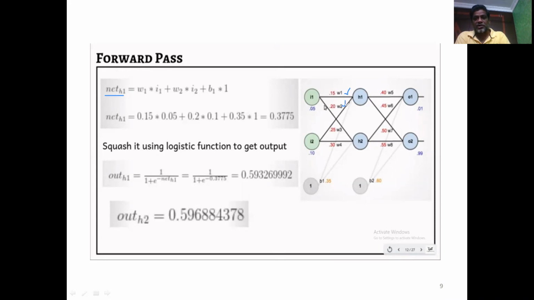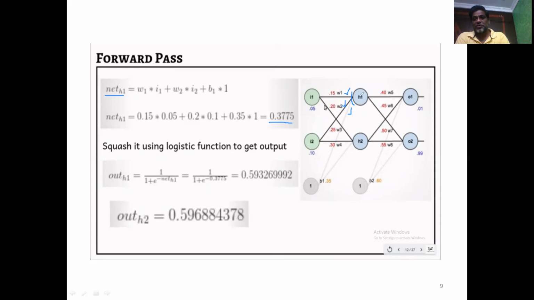Because these two are connecting to H1, we will take W1 into I1, W2 into I2, plus a bias is also connected. So by using these three, we will calculate the net H1. The formula is W1 into I1 plus W2 into I2 plus bias 1. Substitute the values, and we will get 0.3775 as net H1. So this is net H1 before it is passed on to the activation function.